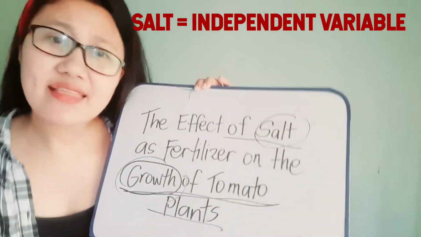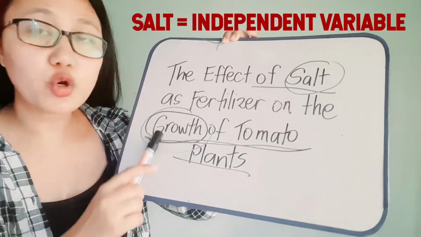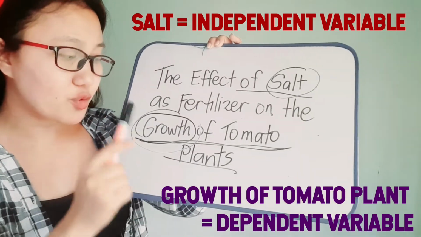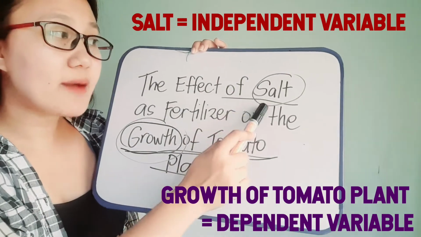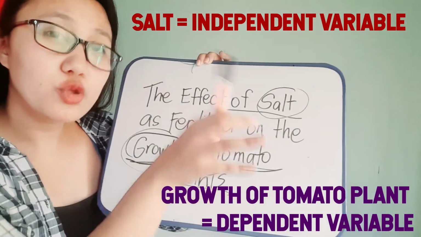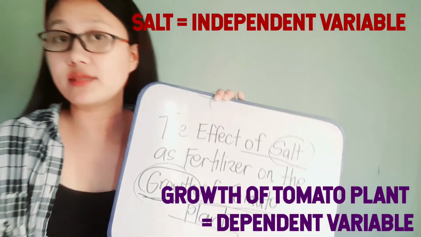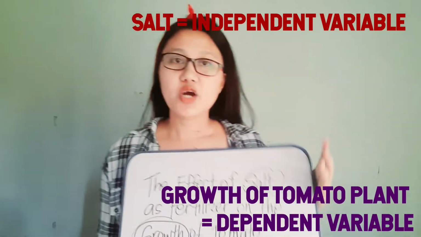However, our dependent variable is the growth of tomato plants. Kasi yung growth of tomato plants, nakadepende lang siya kung gaano karami yung salt na ilalagay mo doon sa bawat pots. Naintindihan? Okay. So, para lang din niya cause and effect. So, sa independent variable, that is our cause. Okay? Kasi we can manipulate that. But when we say dependent variable, that corresponds to the effect.